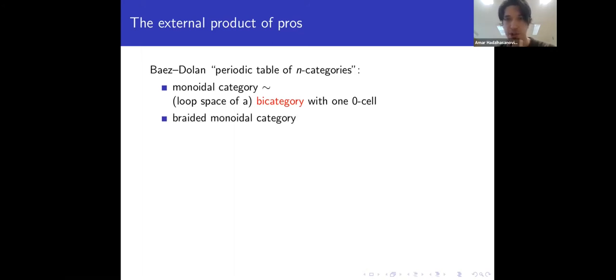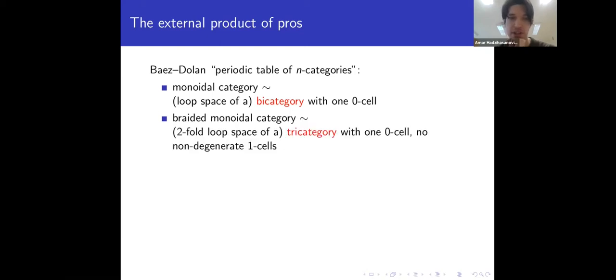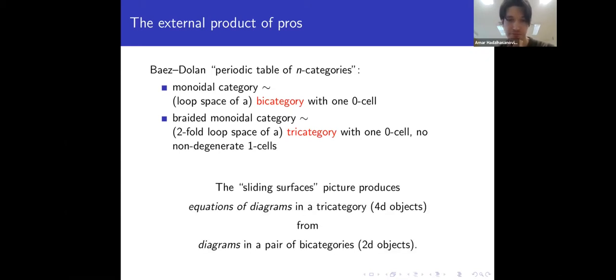But a braided monoidal category can be seen as a twofold loop space of a tricategory with a single zero cell and no non-degenerate one cells. So in particular, through this picture, we can see these planar theories and these braided theories as being presented by diagrams in different dimensions.